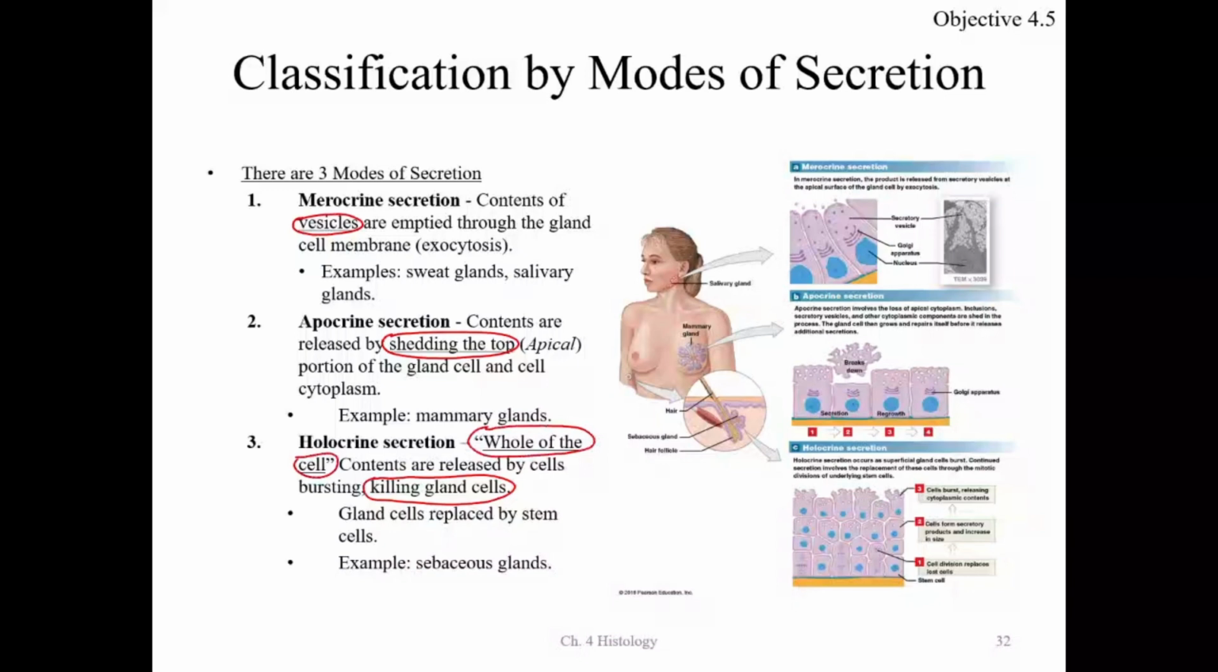Cells can be replaced because they die. Sebaceous glands, oil glands, are holocrine. Mammary glands are apocrine. Merocrine glands go through exocytosis. Okay? Know these. One of these will be a multiple choice question on the test. Okay?